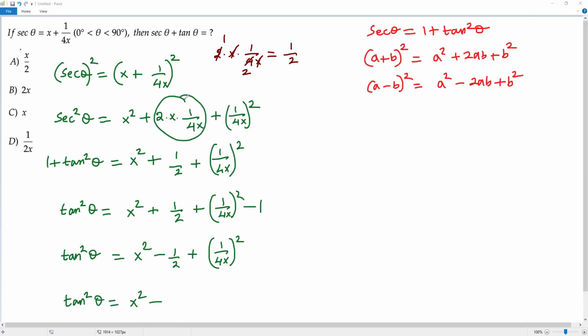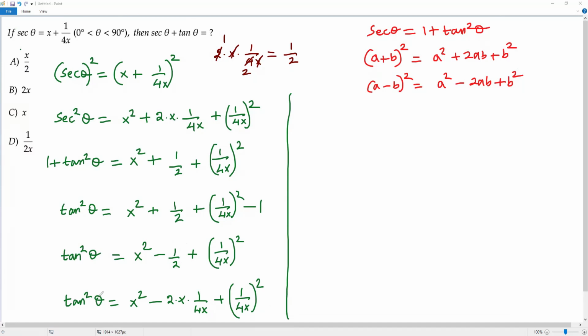Already we know that 2 times x times 1/(4x) equals 1/2. So for this 1/2, we can take 2 times x times 1/(4x) + (1/(4x)) squared. When I simplify this one, that is equal to 1/2. Let me continue here. Now this tangent squared theta on the left side can be written as (tangent theta) squared. Let's consider the trinomial we have here. It is exactly in the form a squared - 2ab + b squared. In the place of a, we have x. In the place of b, we have 1/(4x) in this trinomial. So this trinomial can be written as the square of a binomial, like (a - b) squared.